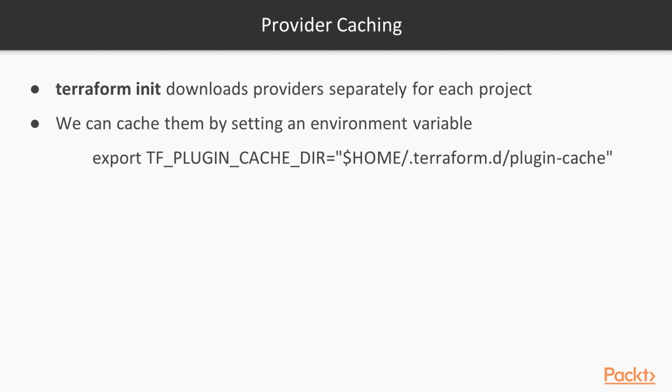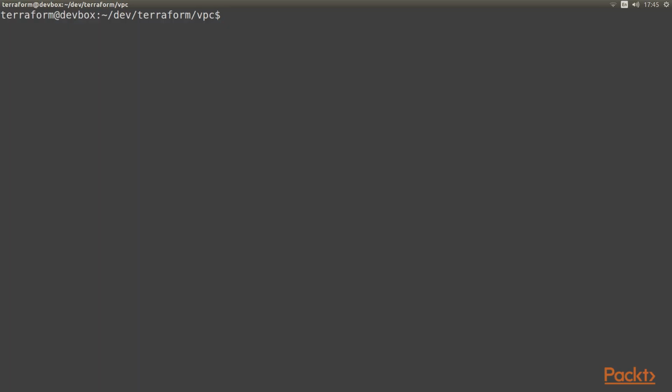This means that if we have multiple configurations that use the same provider, then Terraform will download a separate copy of its plugin for each configuration. We are going to initialize several new projects in this section. All of them will be using the AWS provider, which is about 70 MB in size. So let's cache instead. We can add caching of plugins by setting an environment variable.